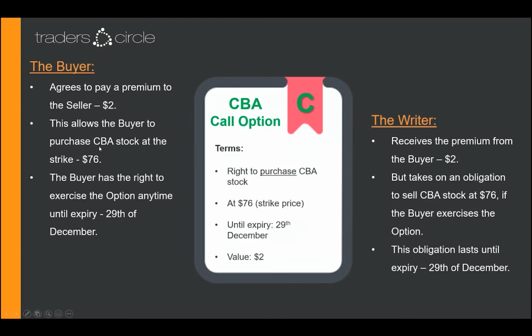Now, the buyer of the call option may not exercise their right. They might not do that, right? For example, if CBA share price is at $70, the call option buyer is not going to exercise their right. Why would they pay $76 for something that's only worth $70, right? But if CBA share price goes to $80, well, this person still gets to buy the stock at 76. It's their right that they've paid for. Does that make sense? Clear as mud? All right.